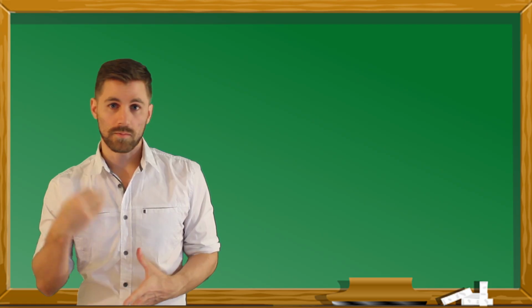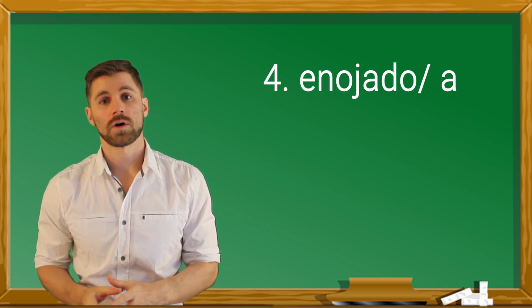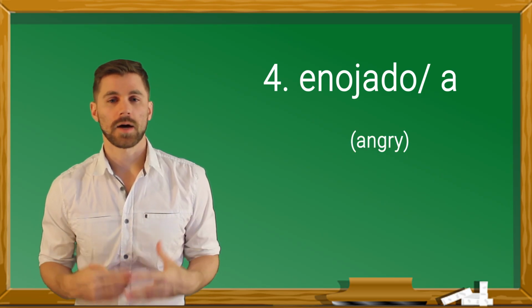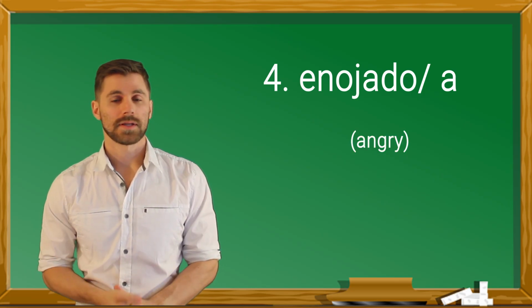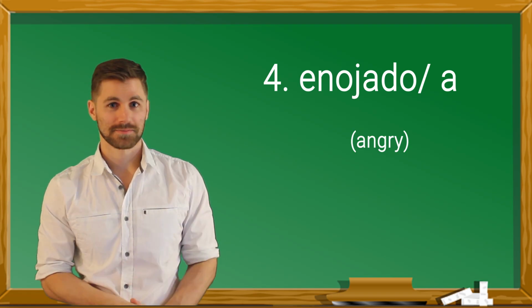And our fourth emotion is enojado. Enojado, or enojada, if you're a girl, means angry, upset, or mad. Let's take a look at both of these examples in our next sketch.